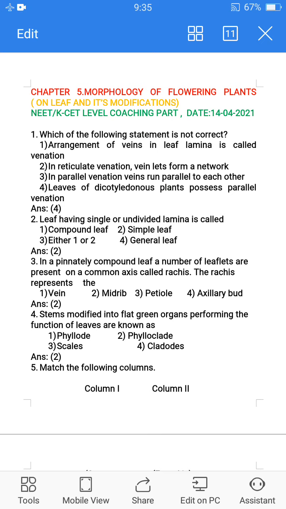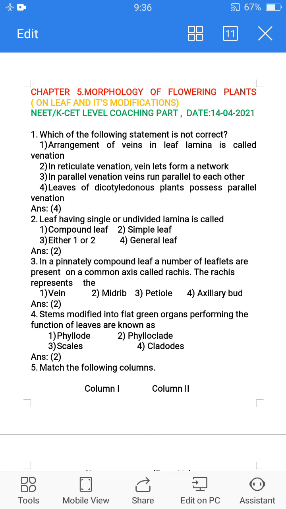Now let us see the second question. A leaf having single or undivided lamina is called. Let us see options. 1. Compound leaf. 2. Simple leaf. 3. Either 1 or 2. 4th one, general leaf. So let us see the correct answer for this question. Correct answer is simple leaf. In a simple leaf, the lamina is single or undivided. Then shall we see an example? As we discussed just now, hibiscus, a well known example. Understand?